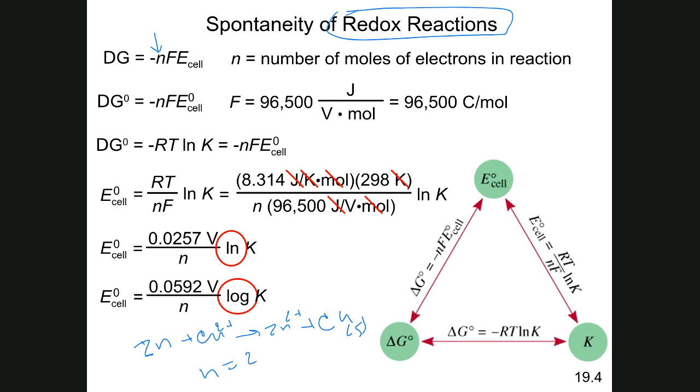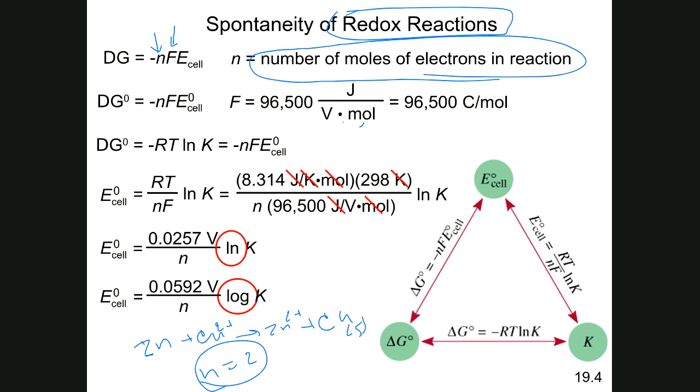So this N is not the number of moles in this case, it is the number of moles of electrons in the reaction. How many electrons are being transferred? We do need the value for F, which is a constant number, and that is going to be given to us. It is 96,500 joules per volt per mole, or 96,500 coulombs per mole. Joule per volt is basically coulombs per mole. So we have a constant number.